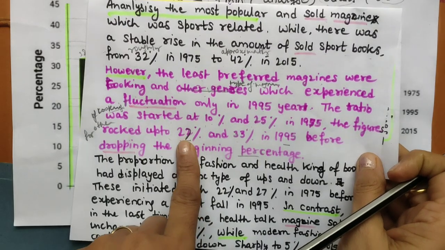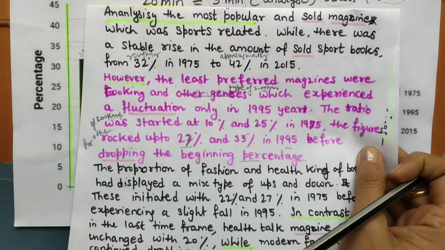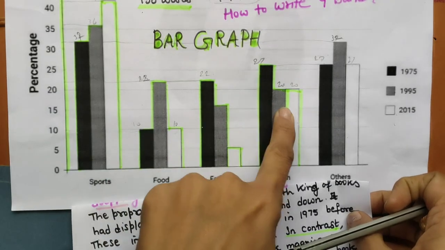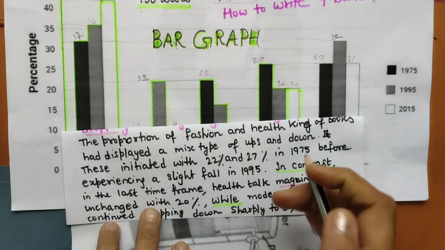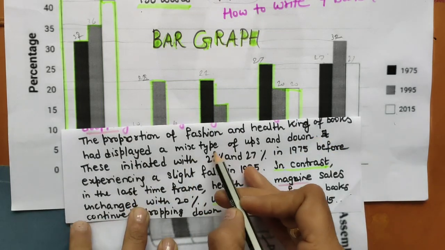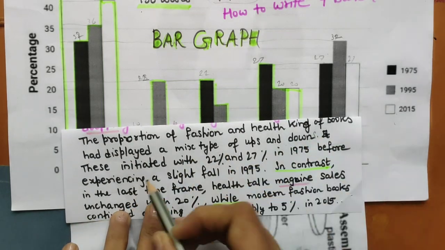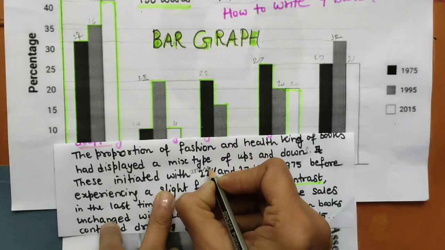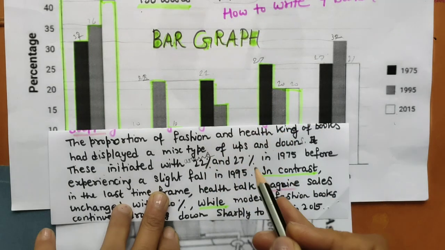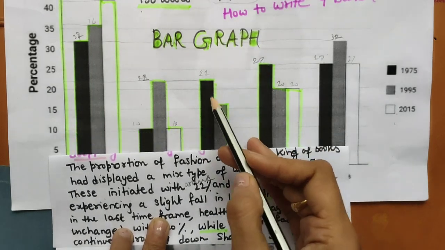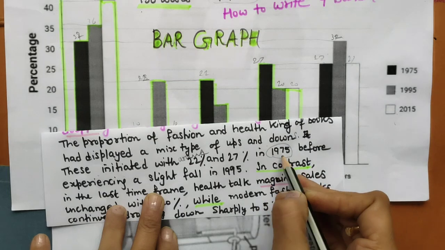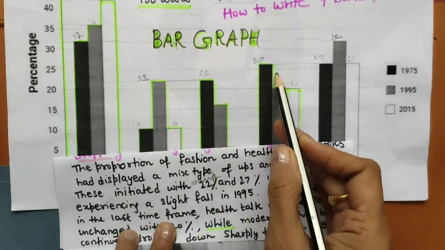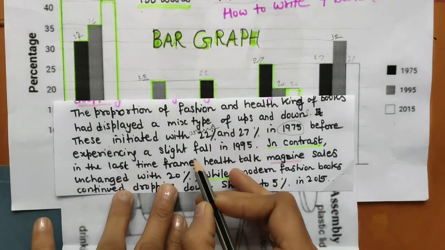So you can correct it, because whatever I have done, you can correct it. If some information is wrong, then it will have a bad impact on the reader. Now we are talking about fashion and health. See this, down and down. The proportion of fashion and health kind of books displayed a mixed type of ups and downs. These initiated with around 22% and 27% in 1975, so I have combined both, before experiencing a slight fall in 1995. Slight fall, see this, in 1995.